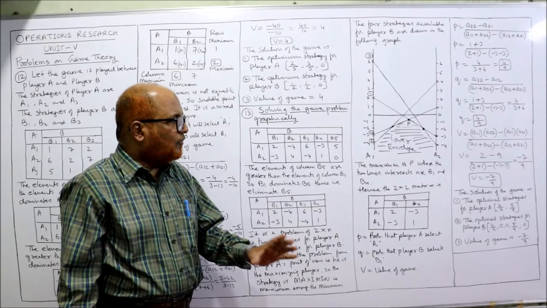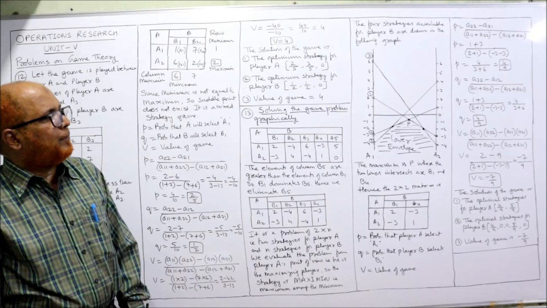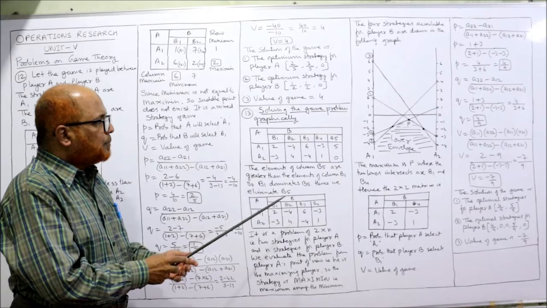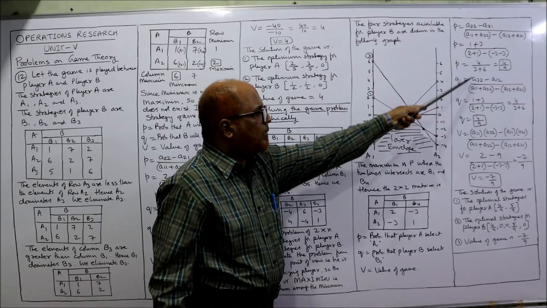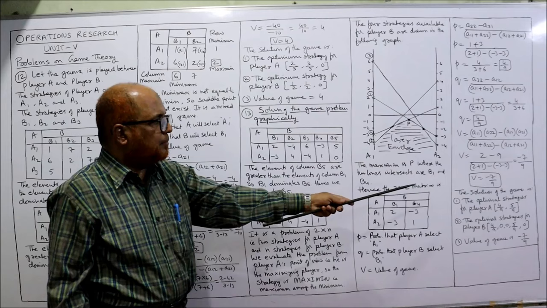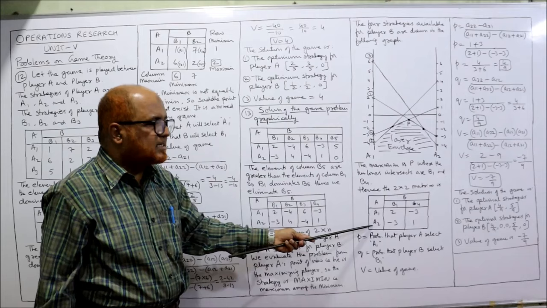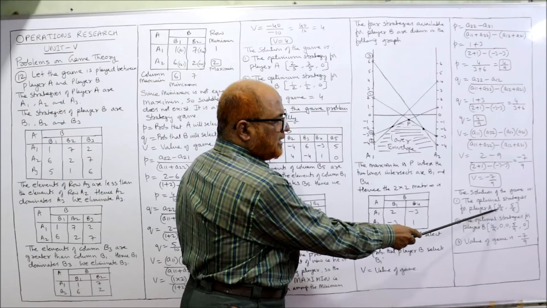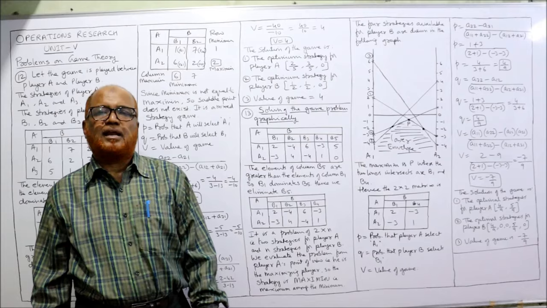So finally, the solution of the game: the optimal strategy for player A. Originally we have two strategies. So what is the probability that player A will select A1? That is P. How much did we get? 4 by 9. What is the probability of player A selecting A2? 1 minus 4 by 9 is 5 by 9. 9 minus 4 is 5, 5 by 9. So we got the optimal strategy for player A: 4 by 9, 5 by 9.